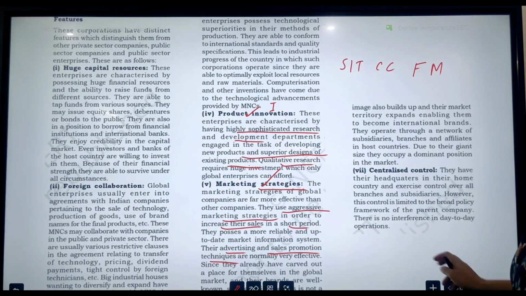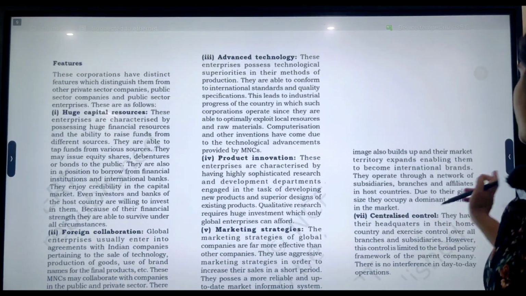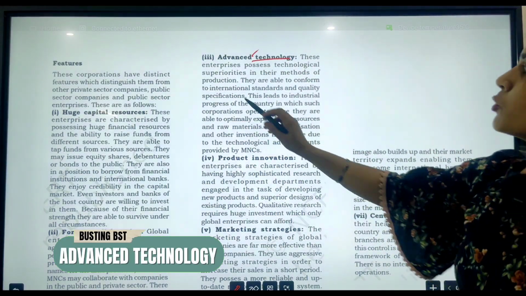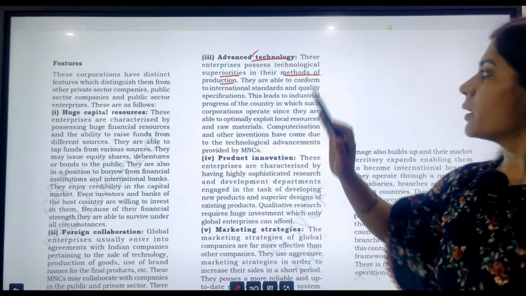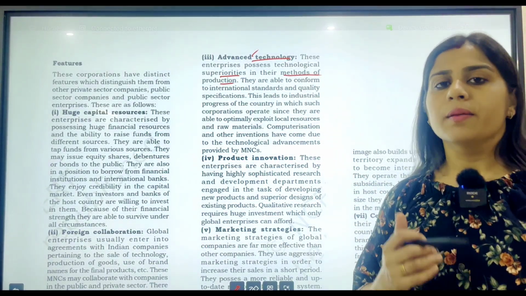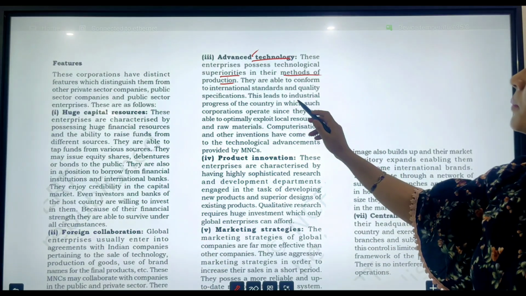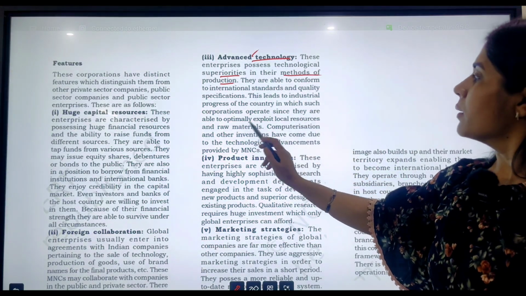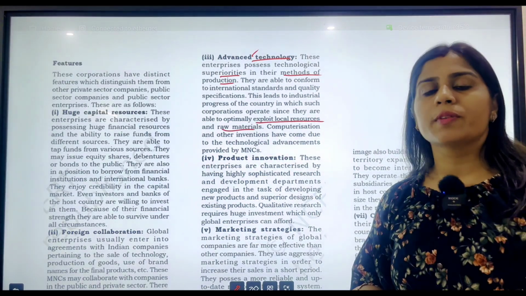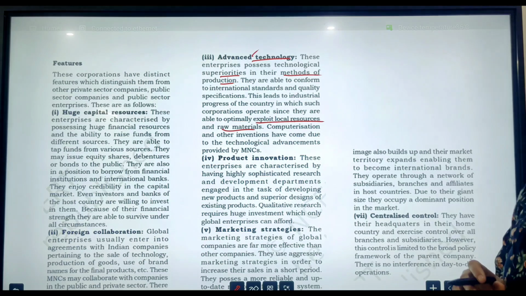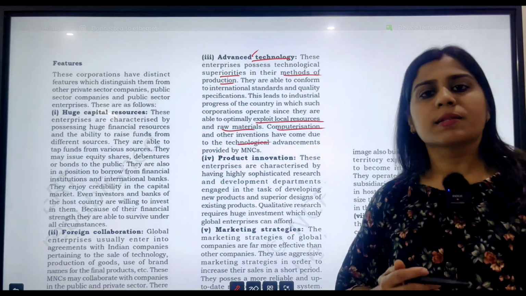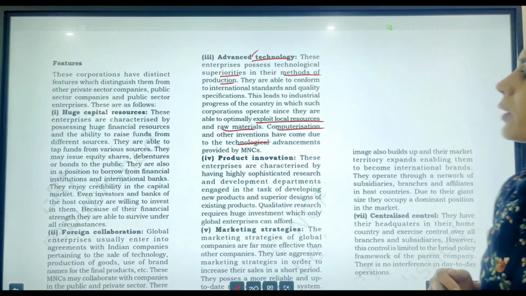Then T represents technology, where it is said that MNCs are using the technologies. Again, there are superiorities in their methods of production. Their competitions are very tough. When we compare them with the local producers, they are very high in using the technologies. They exploit all the local resources wherever they are operating, the raw materials of that particular country, and they make maximum use of computerization and capital intensive techniques in order to facilitate their production activities.